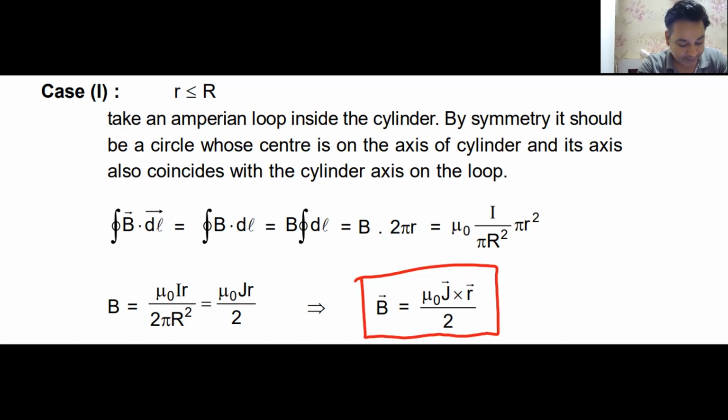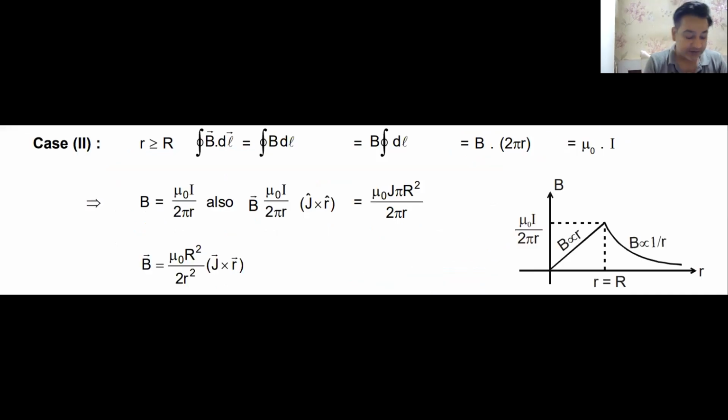Then we have the magnetic field outside, for R greater than capital R. It may look somewhat exaggerated, but this is how the formula looks. Again, remember J cross R. And this is the diagram. This is the graph. You know this graph.